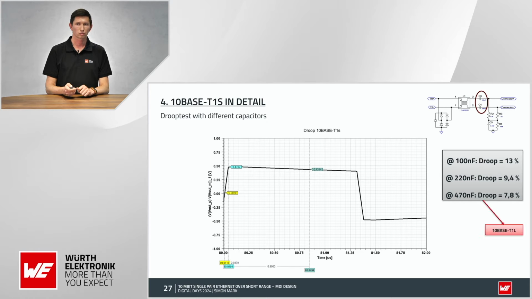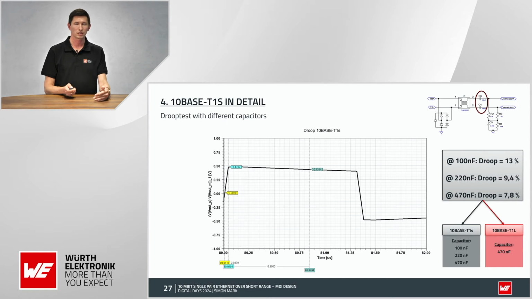So to explain it, for 10BASE-T1L, you need a capacitor of 470 nanofarad to be under 10%. Maybe you think, okay, you can use 220 nanofarad, but this is not good. I will explain it in the next slides. For 10BASE-T1S, you can use starting from 100 nanofarad and up to 470 nanofarad. And it will work because you have a droop of 30%, which is allowed, and here we are maximum at 13%.